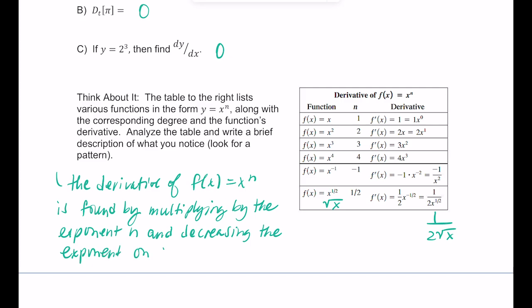So for example, f of x equals x squared. If I want to find the derivative, I'm going to multiply the exponent times that coefficient, which is just 1, so it will be 2, and then we're going to subtract 1. So it's just 2x.